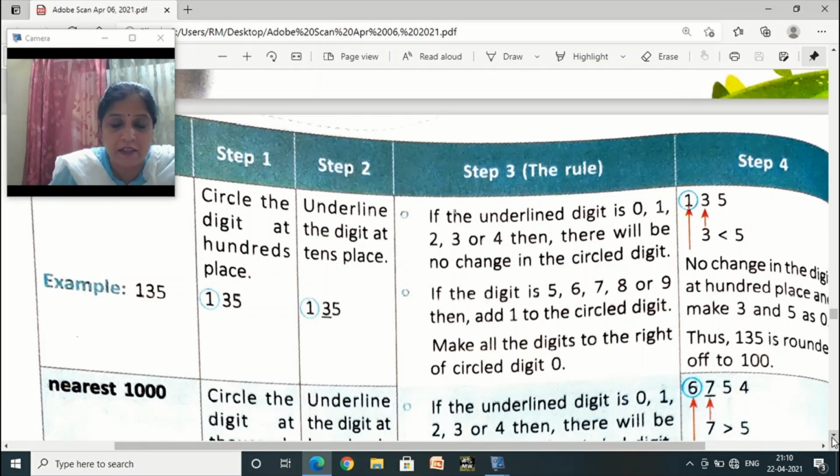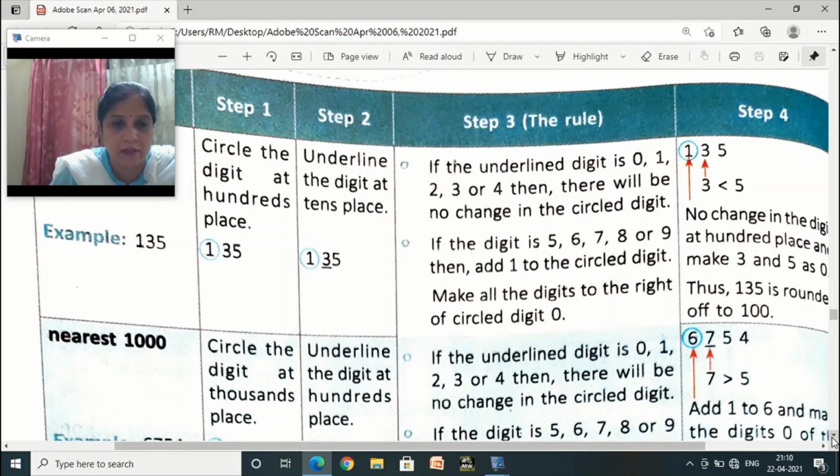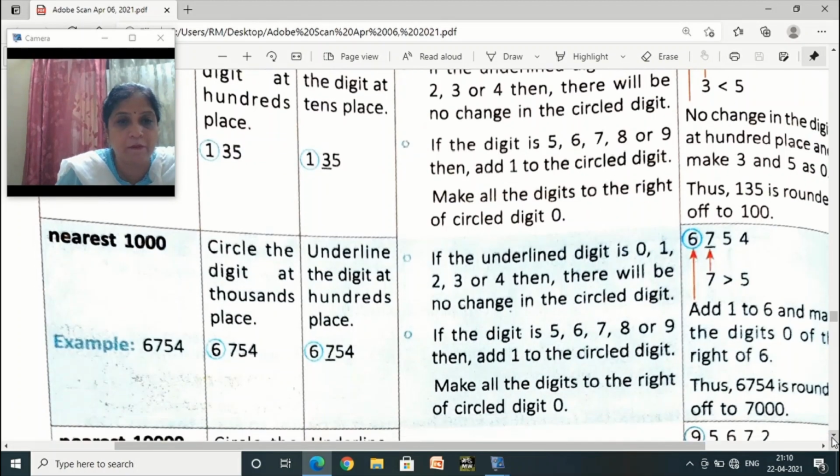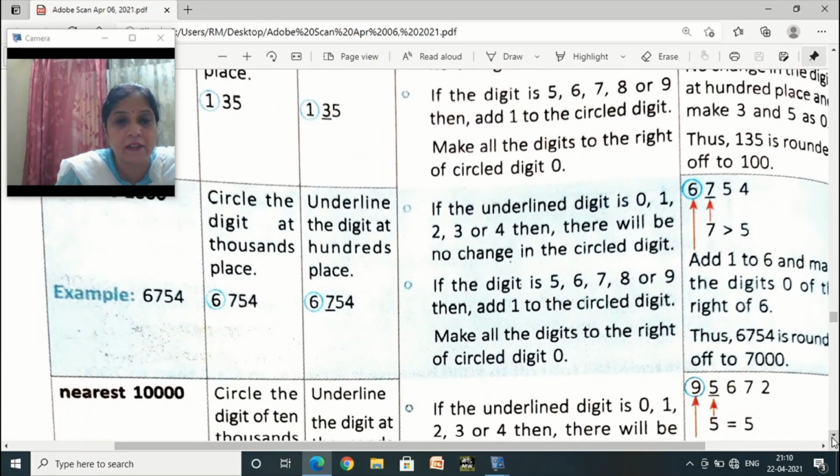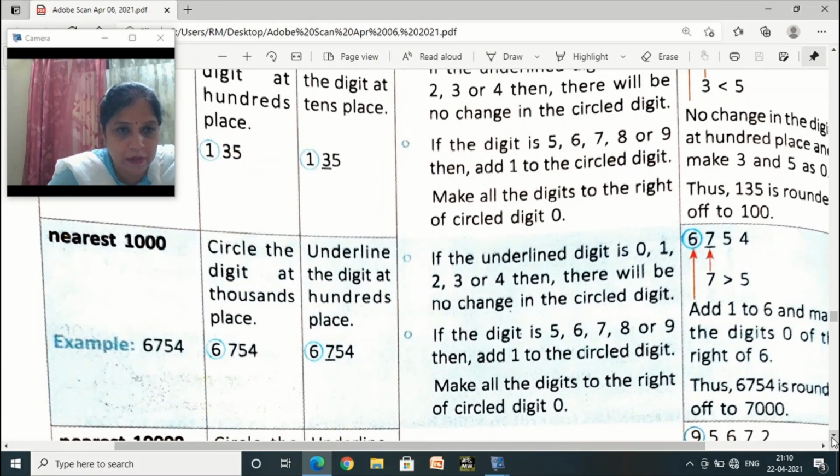Understood? The same steps we will follow when we have to round it off to nearest 1000. Suppose you have to round it off to nearest 1000. The first step is to circle the digit at thousands place. Which is the thousands place here? 6 is the thousands place here. Underline the digit at hundreds place. Now what is the digit at hundreds place? 7.